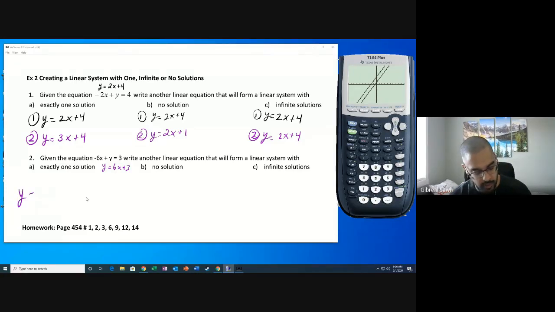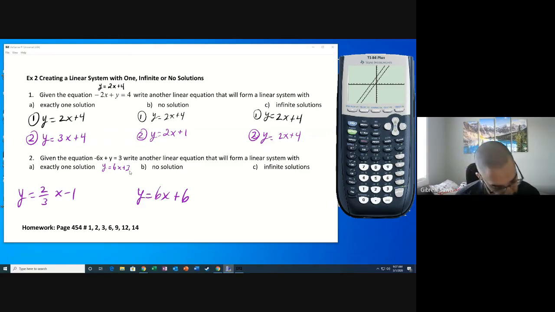So one solution, just a different slope, totally different line. So you could have y equals 2 over 3x minus 1. If there's no solution, make it parallel, but a different y-intercept. That could be y equals 6x plus 6. 6x plus 6, that would work. Different y-intercept. If it is infinite, you can use the exact same equation.